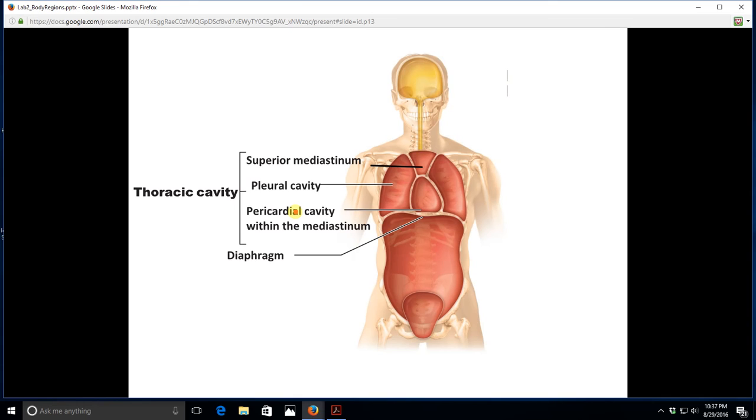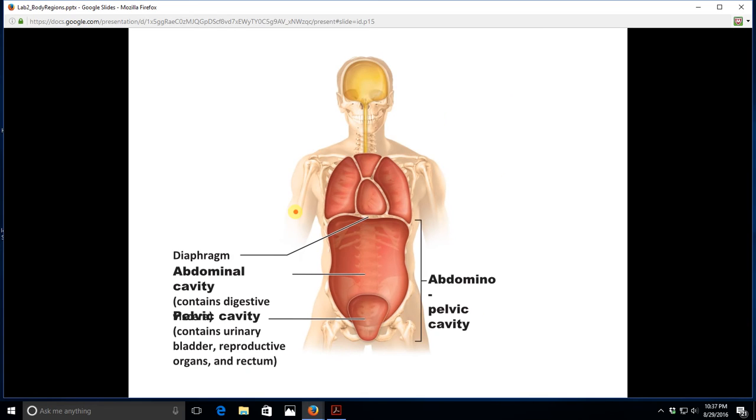Notice I did not say that those organs were in those cavities. They're just next to them or associated with them. That'll become more clear later on. All right, we've got our abdominopelvic cavity here, which is kind of a little messed up over here. We've got our abdominal portion just below the diaphragm. Down here we've got our pelvic portion. We mentioned those a moment ago.